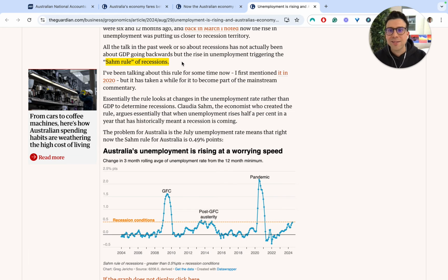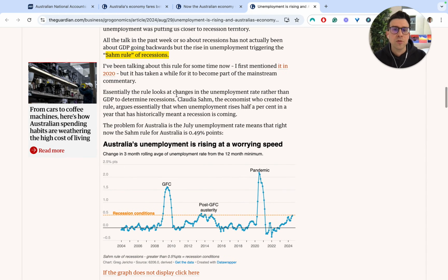Now, this is the idea that ultimately, and this was created, I should highlight, by an economist, Claudia Sahm, who created the rule, who argued at the time, and you can see this here, that when unemployment rises by 0.5% in a year, it has historically meant a recession is coming. So, if you look at the data and you see fairly quick increases in unemployment, it tends to indicate the pendulum is swinging, and when it completely swings as a result of economic growth slowing, we're going to see that we're in recession territory.